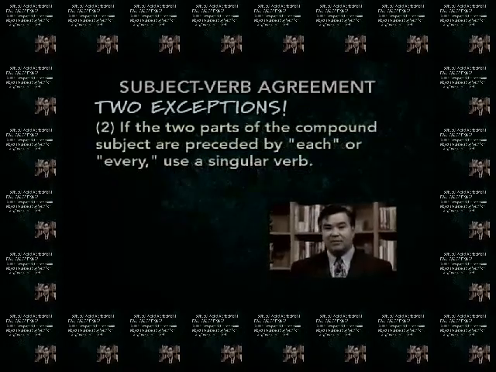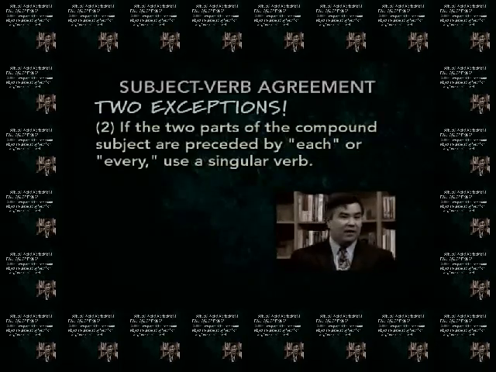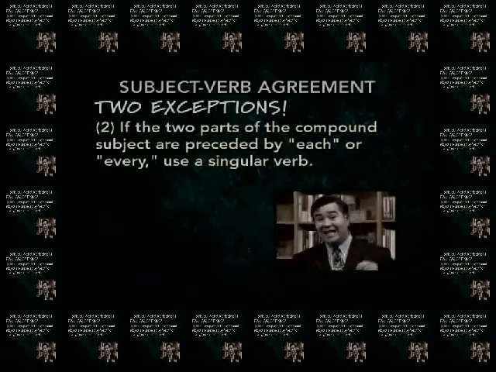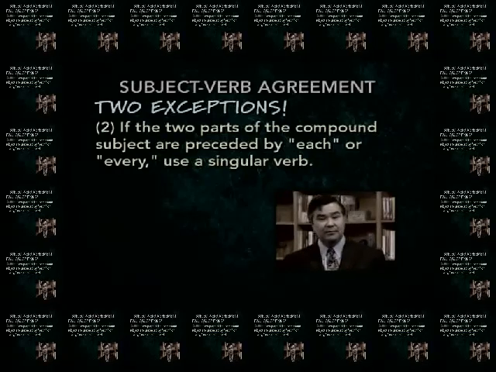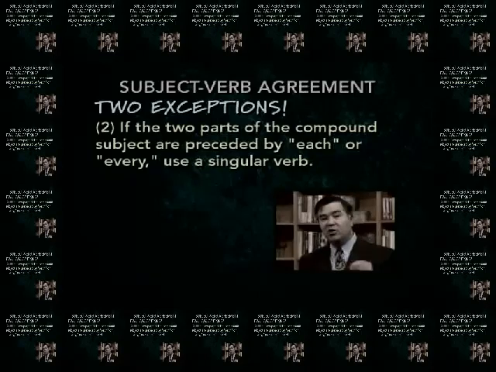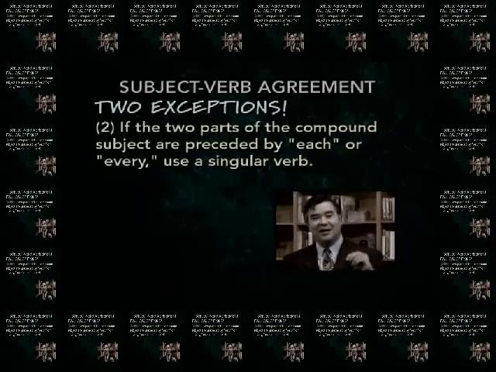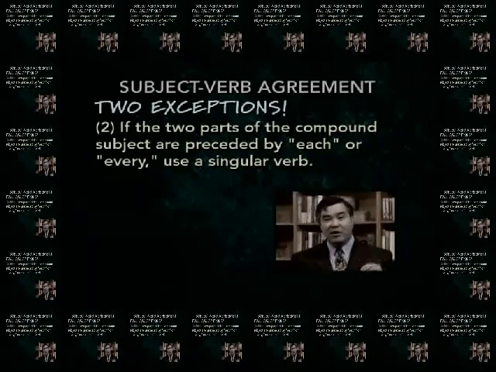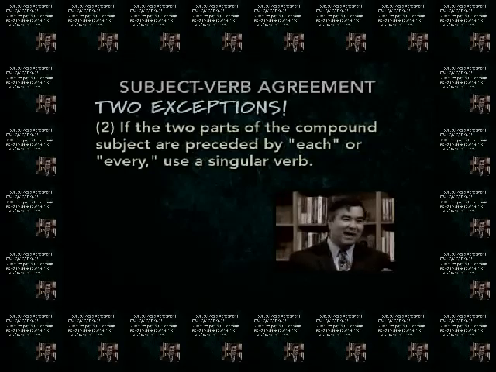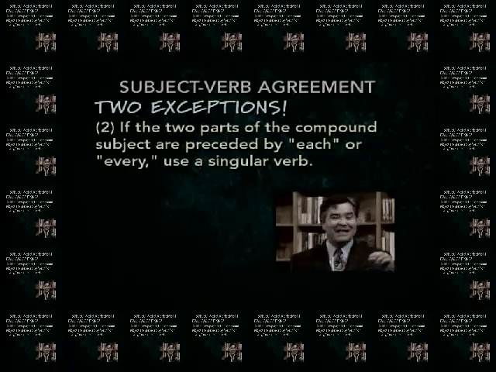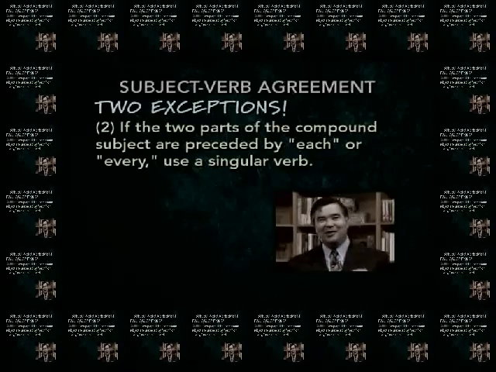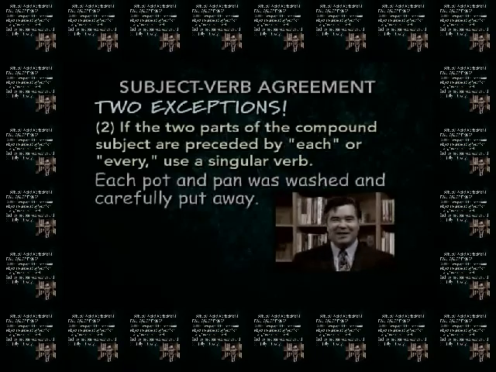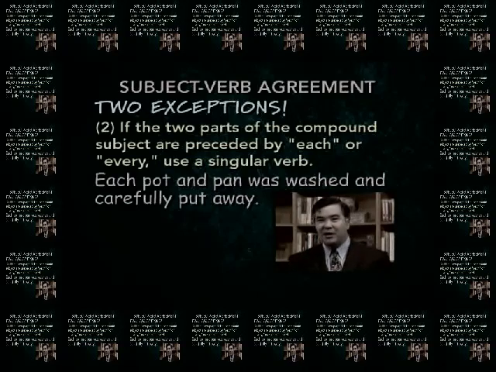Here's the second exception. If the two parts of the compound subject are preceded by "each" or "every," use a singular verb. When we use the words "each" or "every" in front of the parts of a compound subject, we are really changing the subject so that we're talking about each element of the subject separately and individually. And that's why we're turning the subject from plural into singular. Look at this example. Each pot and pan was washed and carefully put away.